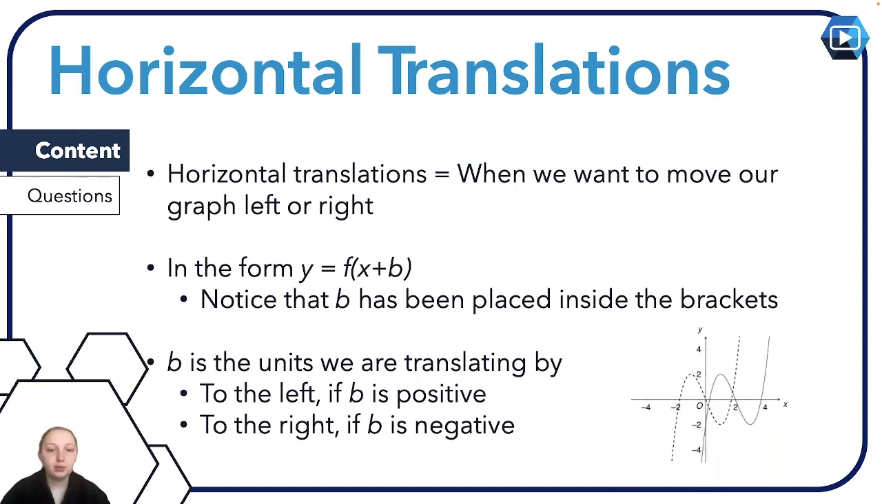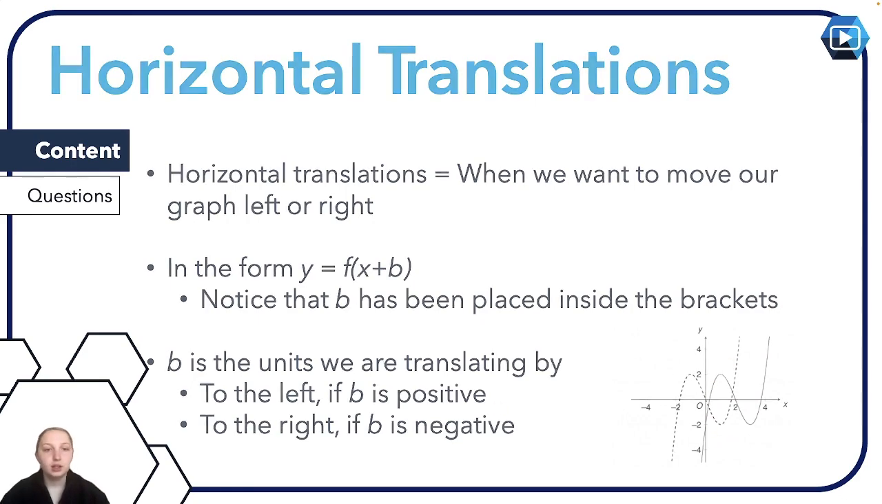Looking at an example, again, if we consider this dotted line to be the original value of f(x), and this solid line to be our f(x plus b), we can see we have a rightwards horizontal translation, which means our value for b would have been negative.